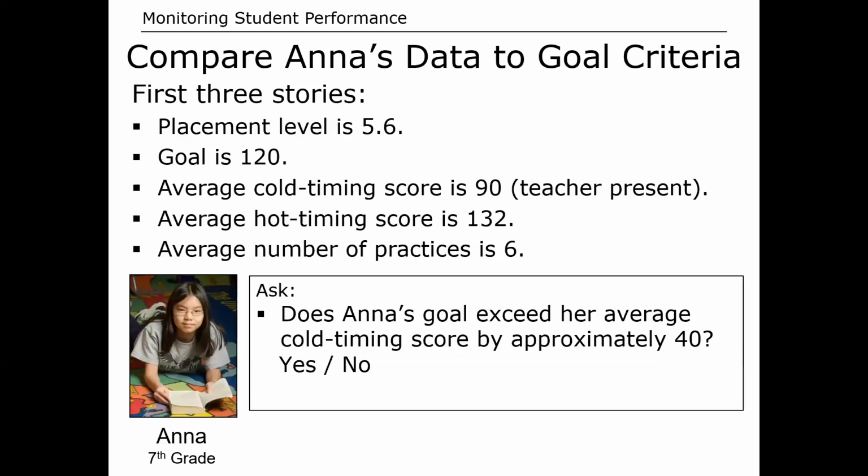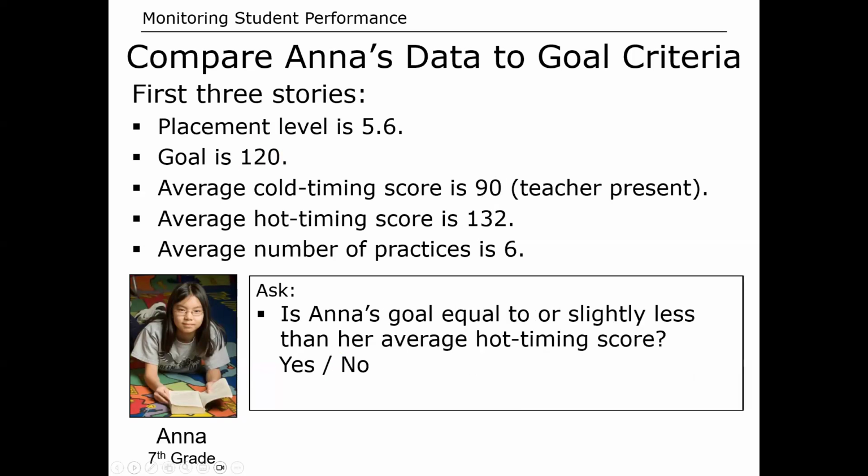The first question is, does Anna's goal exceed her average cold timing score by about 40? On this bulleted list, her story goal is 120. The cold timing average is 90. Is that about a 40-word difference? It's only about a 30-word difference. And Anna's a 7th grader. I want it to be about a 40-word difference. 30 is 10 away from 40, so it indicates to me it's too great of a difference, right? So right now I'm thinking maybe Anna could handle a higher story goal.